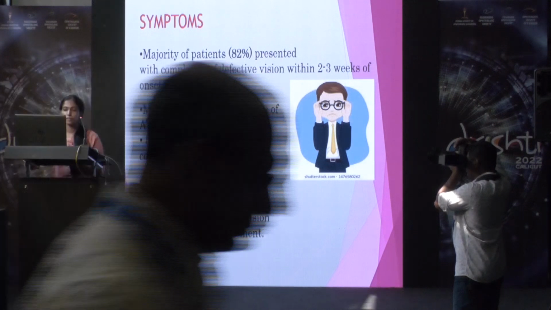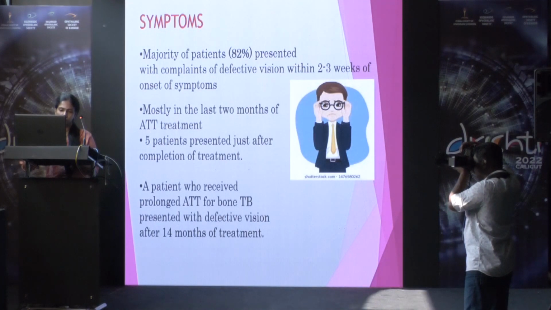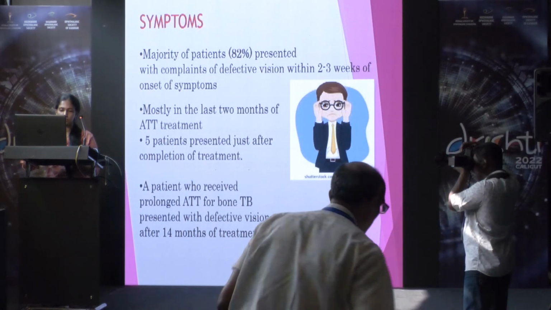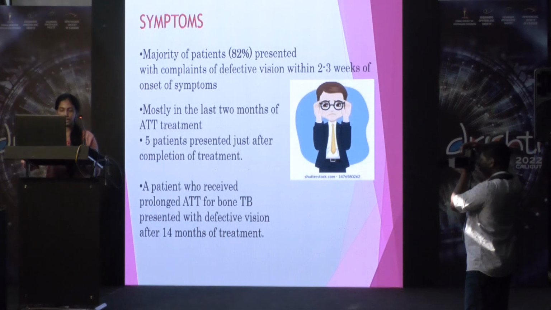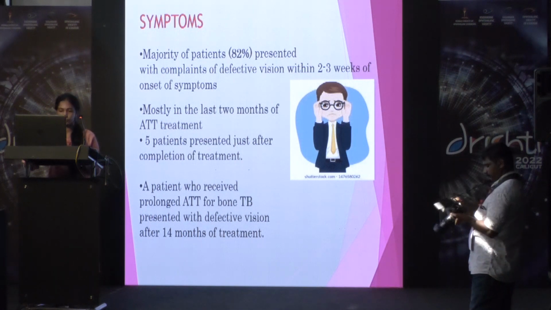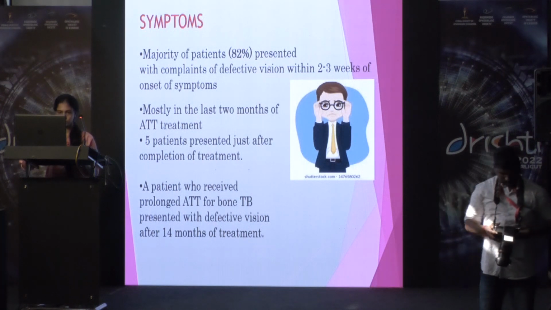The symptoms. The majority of patients presented with complaints of defective vision within 2 to 3 weeks of onset of symptoms, mostly in the last 2 months of ATT treatment. 5 patients presented just after the completion of treatment. A patient who received prolonged ATT for bone TB presented with defective vision after 14 months of treatment.